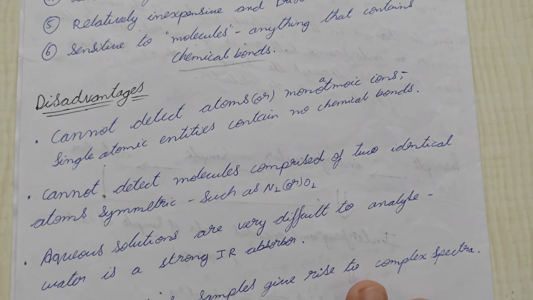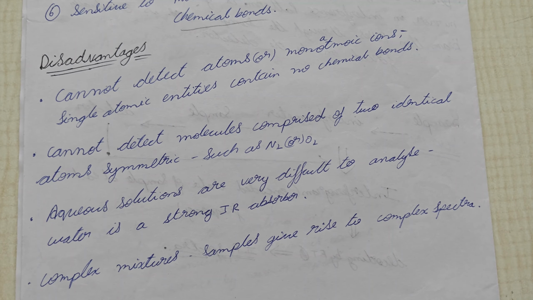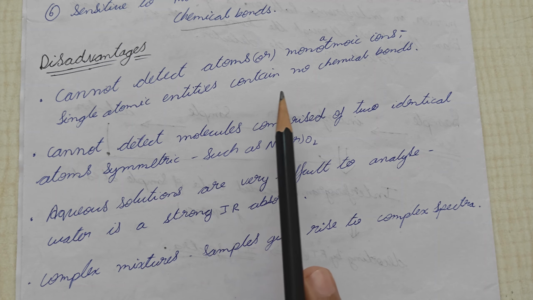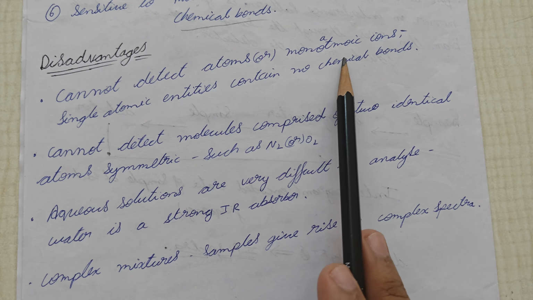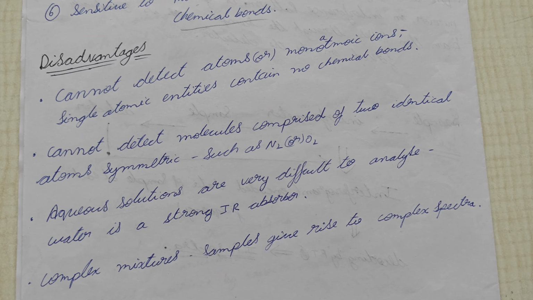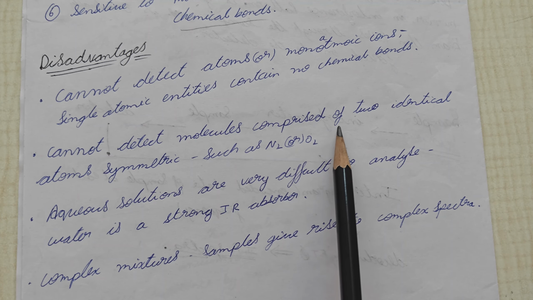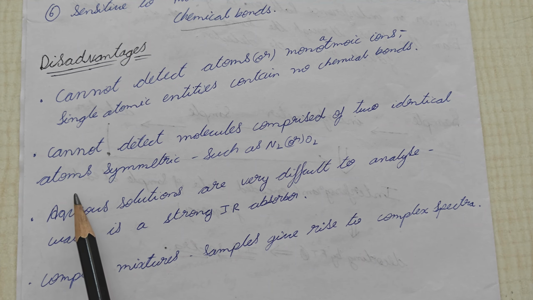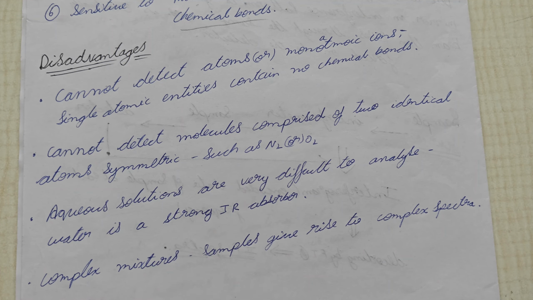Next, the disadvantages, why we can't select FTIR. It cannot detect atoms and monatomic species, or single-atom entities containing no chemical bond. If a chemical bond is not present, the atoms cannot be detected. For example, elements like chlorine and bromine as single atoms in a mixture cannot be detected. It also cannot detect symmetric molecules comprised of two identical atoms, such as N2 and O2.